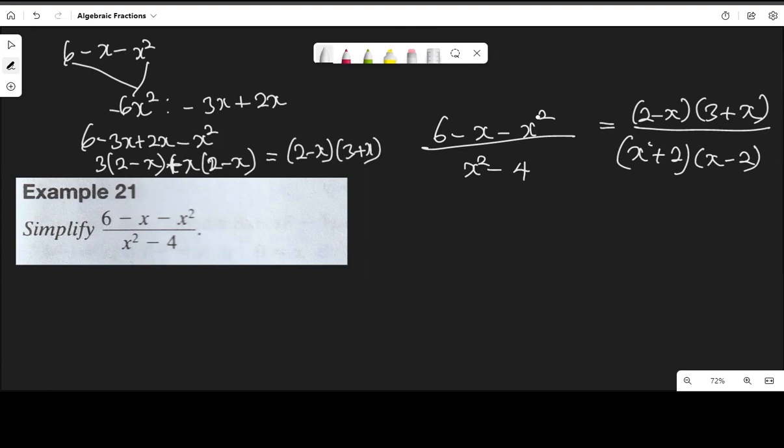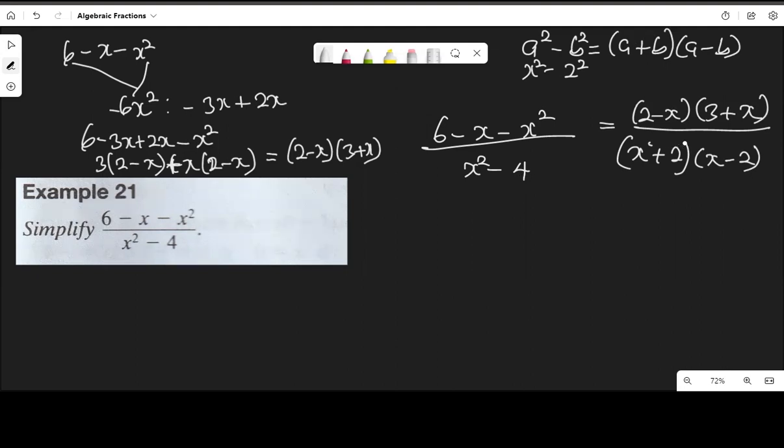Recall that 4 here is a perfect square. Remember the difference of two squares: a squared minus b squared is equal to a plus b times a minus b. So this expression here is exactly like that, s squared minus 2 squared, because 4 can be expressed as 2 squared. So I applied this to get this. I want to reverse this so that it will be the same thing, so that I can cancel out something there.